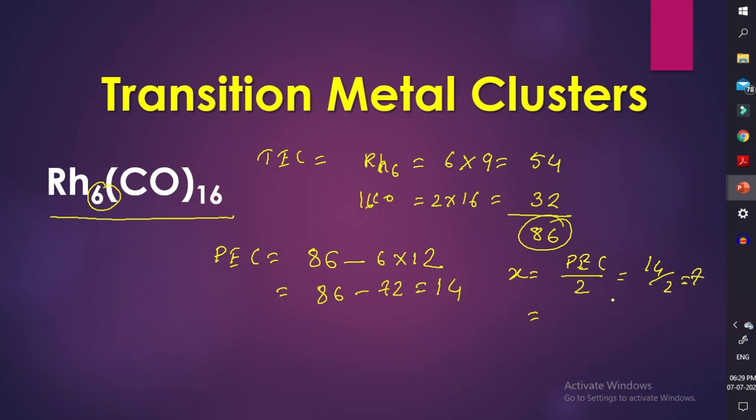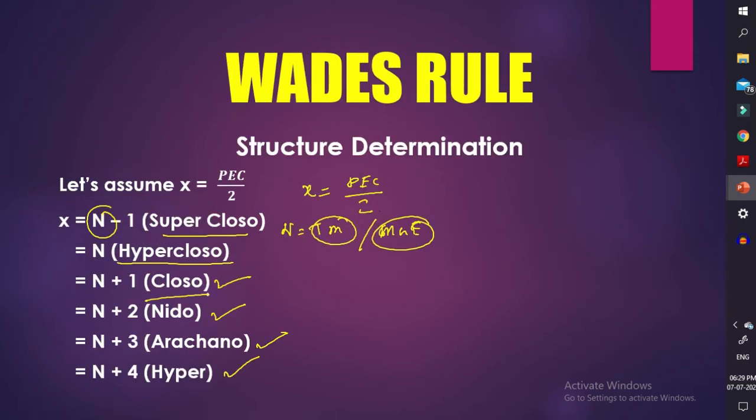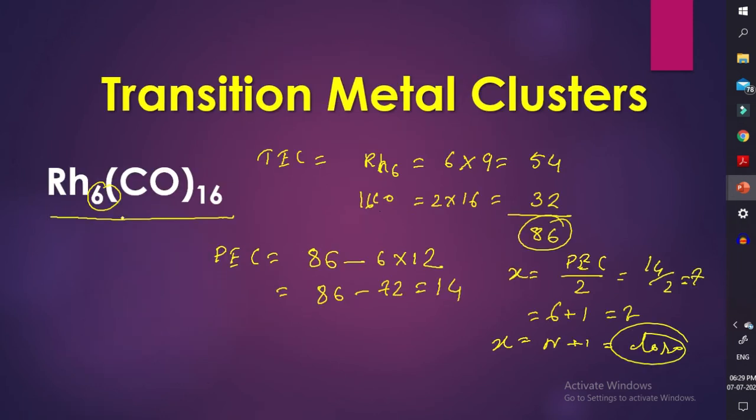Now we can write 7 in terms of n, the number of transition metal ions in the complex. There are 6 transition metal ions and plus 1, which is 7. So we can say that x is n plus 1. So it is a closo structure according to the previous rule. What we have said is that there is a closo structure, so rhodium 6 carbonyl 16 has a closo structure. Thus we can predict the structure, or count the electrons from the skeleton bonding or the non-skeleton bonding. All calculations can be done from Wade's rule.